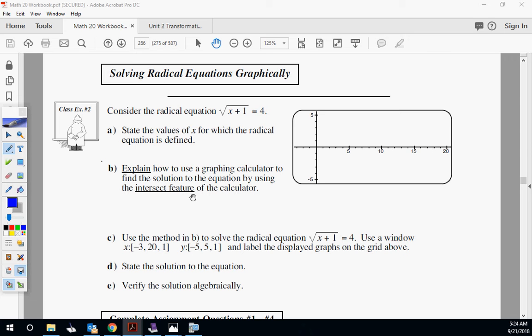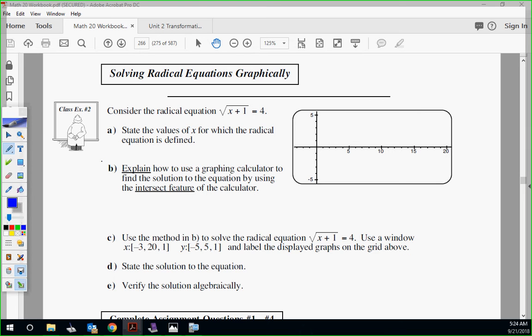But consider the radical equation root x plus 1 equals 4. State the values of x for which the radical equation is defined. So let's do the defined part first since we should know how to do that. It is defined if it's x plus 1. Remember, we want to set that inside greater than or equal to 0 because it can't be negative. And this is simple, just minus 1.